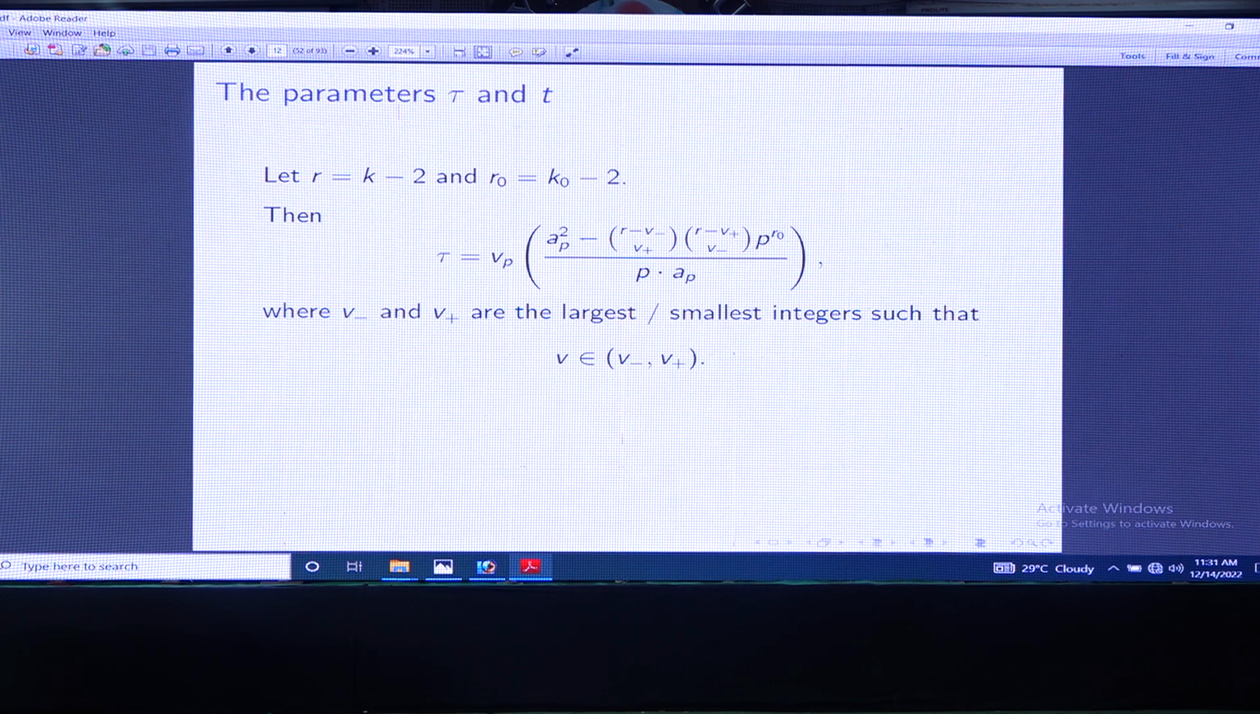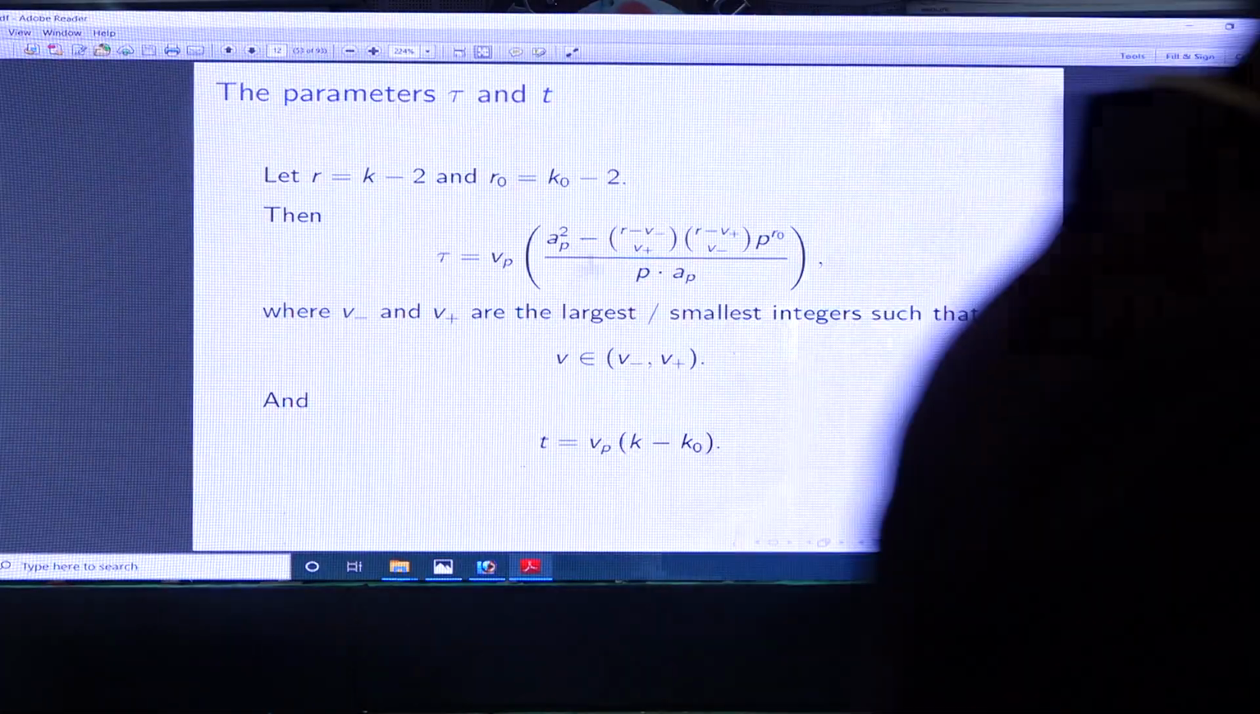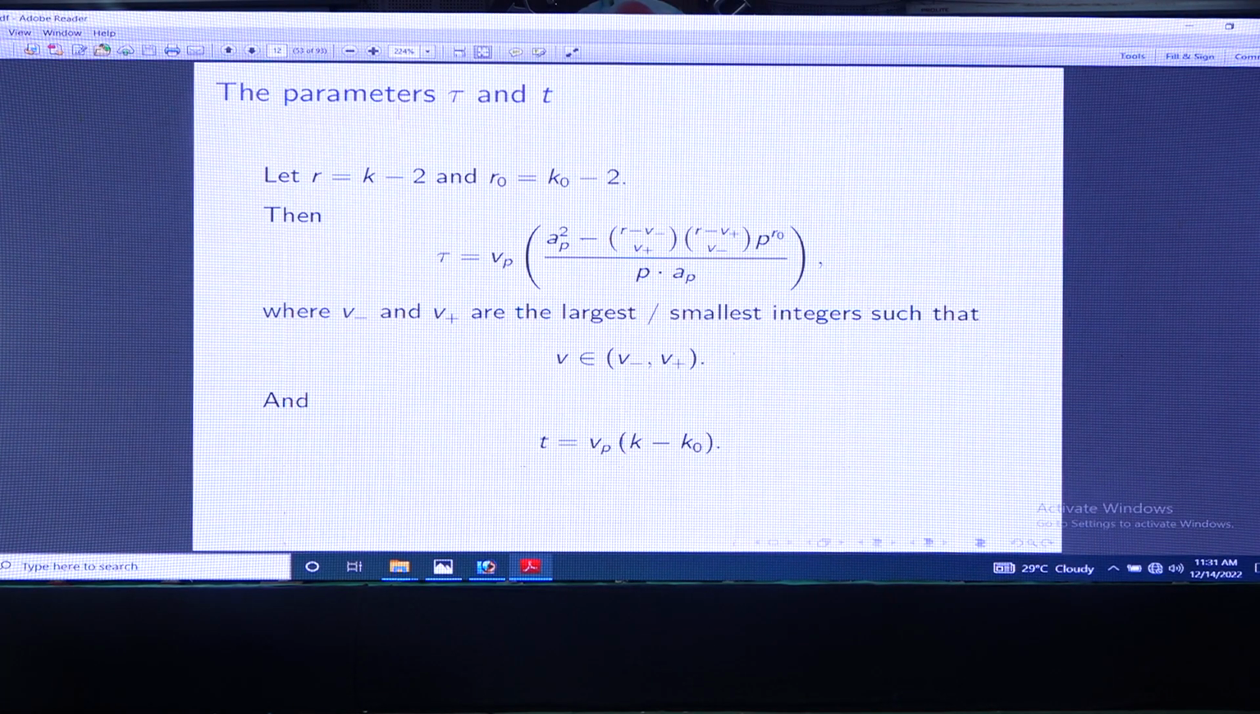And what are v minus and v plus? Remember v was a half integer, so every half integer lives between some endpoints, some integers v minus and v plus. So v minus is the largest integer and v plus is the smallest integer such that v belongs to the interval between v minus and v plus. Okay, so I told you the parameter tau first because it's a bit more complicated but very explicit. And here is the parameter t. It's just the valuation of k minus k naught. So now you have complete information about the conjecture.